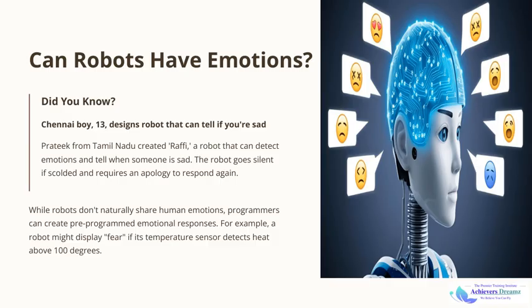What's really interesting is how Rafi responds to emotional cues. If someone scolds it, it goes silent, almost like it's upset or embarrassed. And if you apologize, it will respond again, showing a kind of emotional reaction.